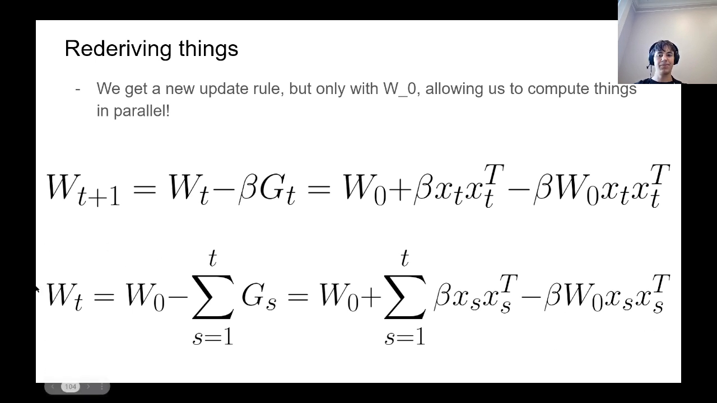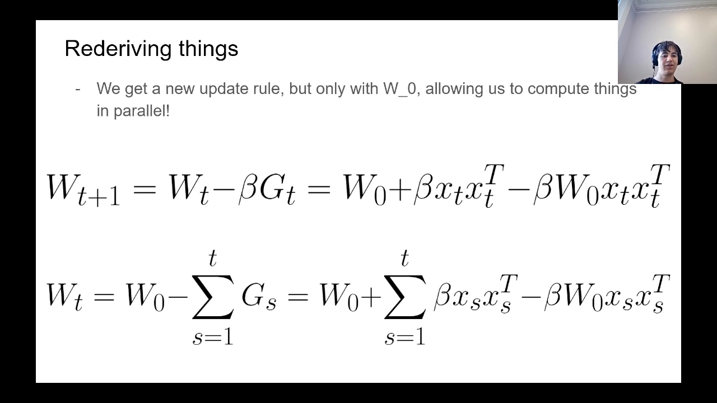So w at time t is equal to w0. Again, there should be a beta right here, of the summation from s equal to 1 to t of the gradient, which is equal to w at time 0 plus this. Now, this is nice because we don't have w depending on the rest of the sum here, which means you can compute this using a recurrent neural network in parallel. So much more efficient, rather than if you had ws here, which forces you to compute it in recurrent form.